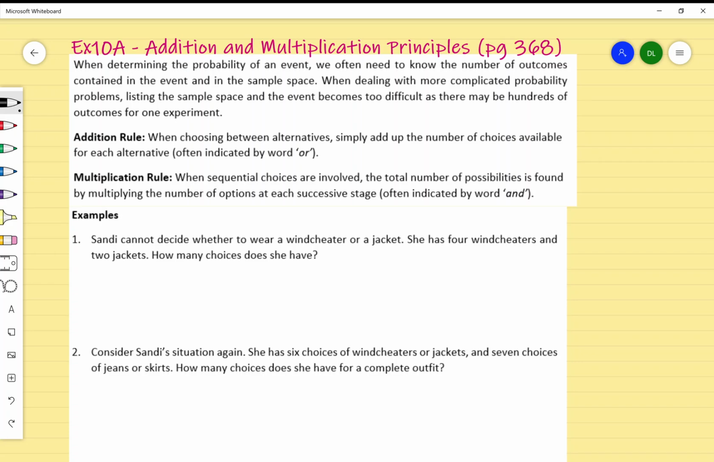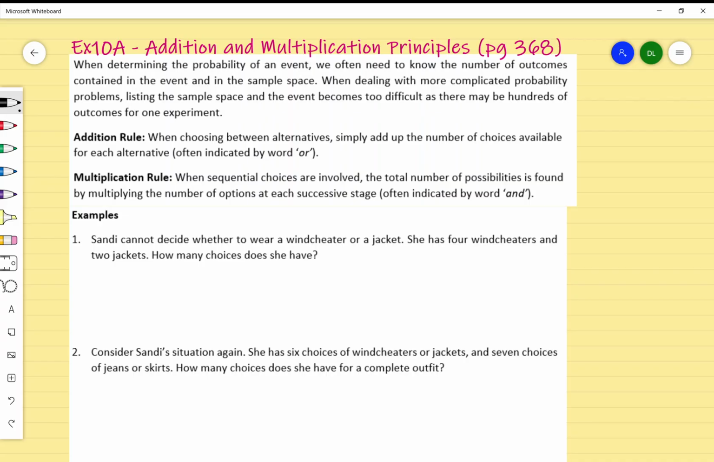This is exercise 10A on addition and multiplication principles on page 368 of your textbook. Now, you're wondering why we're skipping from probability, jumping into counting methods. Well, in the interest of time, I really feel like counting methods is a new concept that we don't cover in previous years, and some of probability might be stuff that you guys already know, so we're going to jump into counting methods.